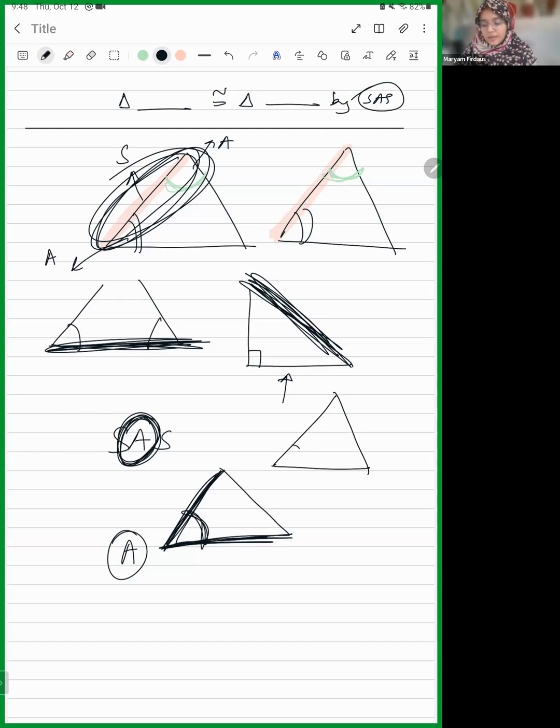For example, this is one angle, this is one angle, and this is the side. Do you see here, Abdul Jabbar? This side is not included. Is this clear? What is the difference between ASA and AAS? Yes, Abdul Jabbar? Let me know. Okay, thank you. Fine.